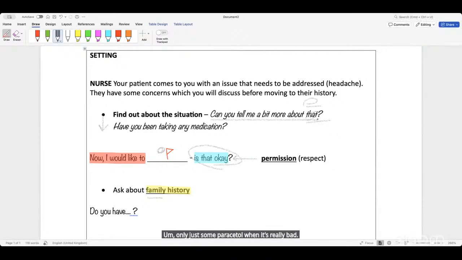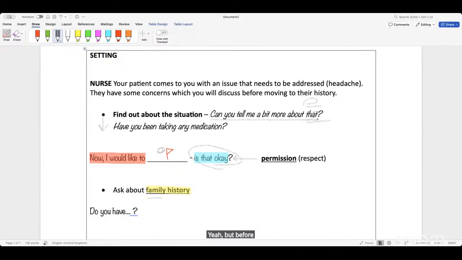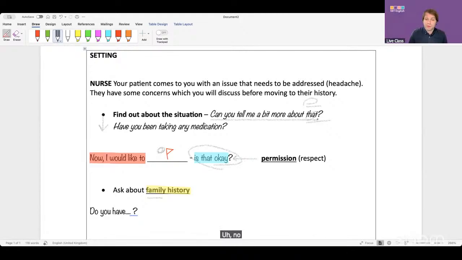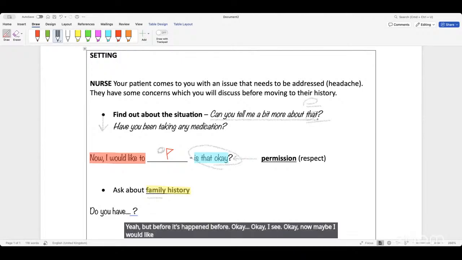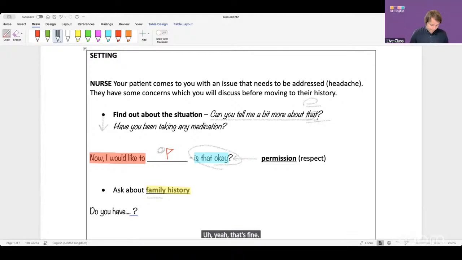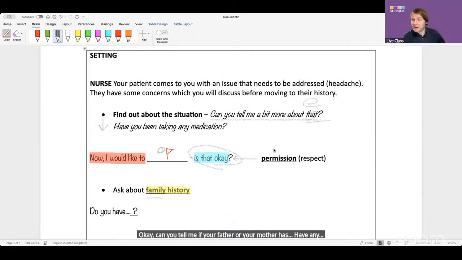Is that the first time that you feel like that, or not? Well, for the last 2 weeks, it's been happening. But has it happened before? No, never before. Okay, I see. Now maybe I would like to ask you about your family history. Is that possible? Yeah, that's fine. Okay, can you tell me if your father or your mother has had any situation like this before? Stop there. Really nice.